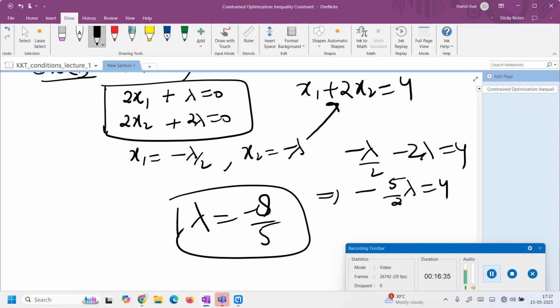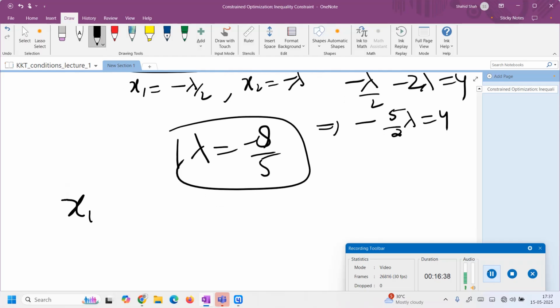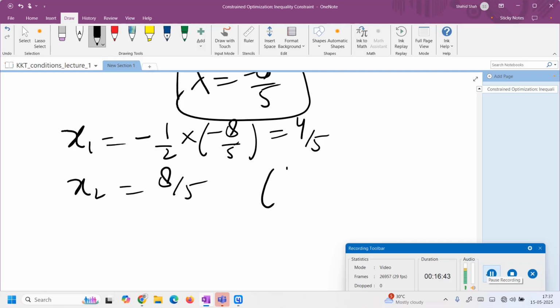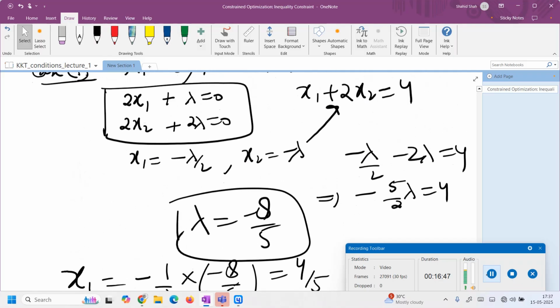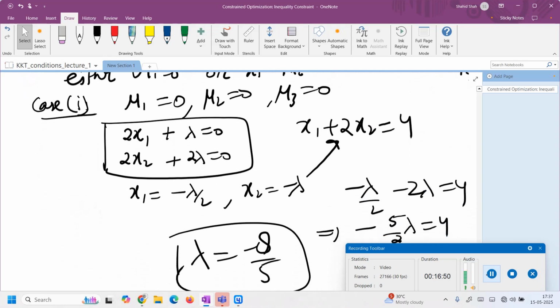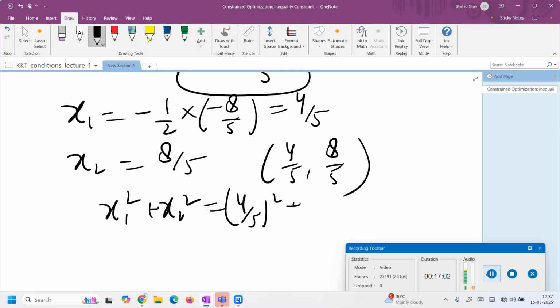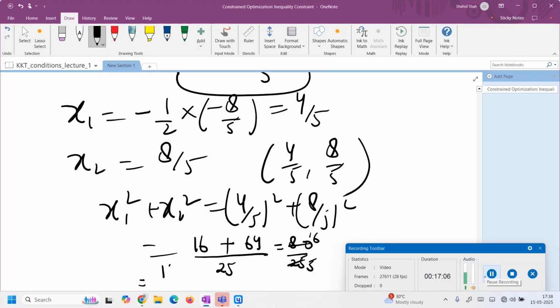Fine. So for this lambda, what is now the value of x1? x1 is 4 by 5, x2 is 8 by 5. So 4 by 5 and 8 by 5 is one of the solutions for this optimization problem. And at this point, what is the optimal value? x1 square plus x2 square, which is 4 by 5 square plus 8 by 5 square, which is 16 by 5. This is the minimum value.